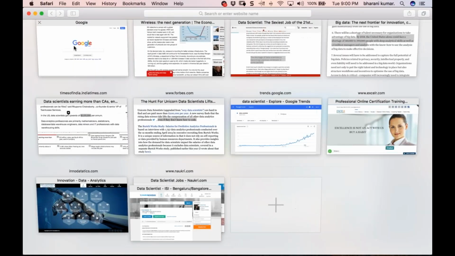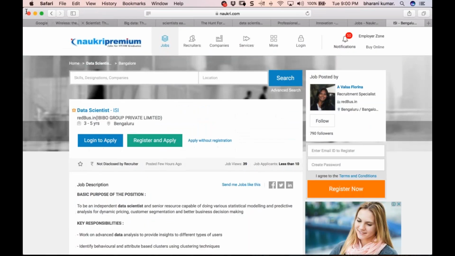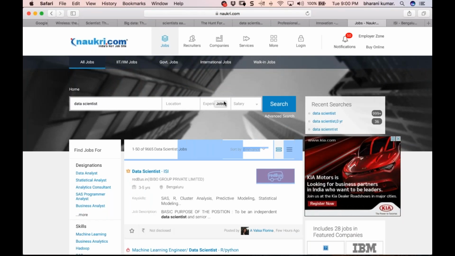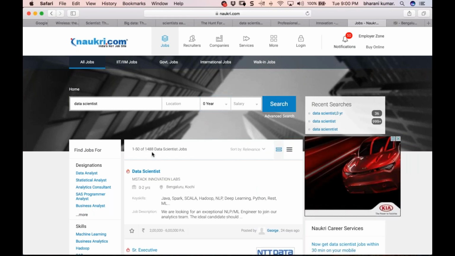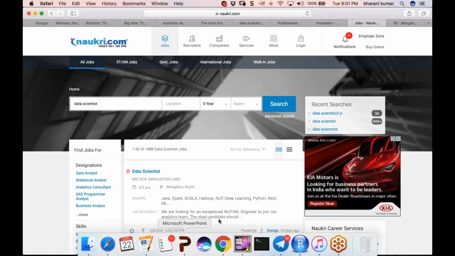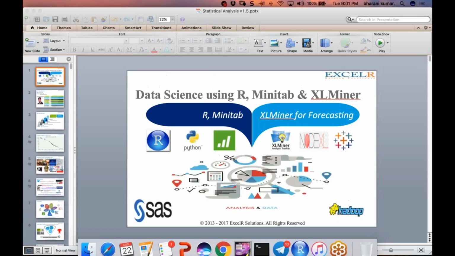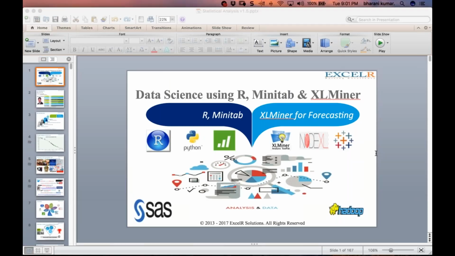Okay, sorry about this. Okay, let me select 0 years of experience and try out 0 years. Let me search. Okay, there are 1,488 data science jobs, and a fresher can get anywhere between 2 lakhs to 6 lakhs per annum. Okay, I just want to instill some confidence in you all, saying that this is not just for experienced people, this is also for freshers.